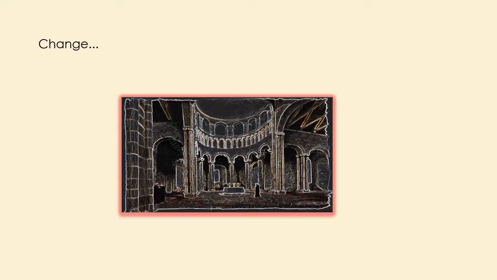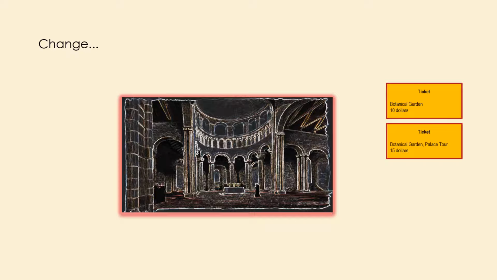Since this is an option that visitors can choose, we have now two ticket options. The basic ticket for only the garden that costs $10. This is the minimal ticket fee which must be paid. The other ticket is the one that includes the palace tour. The ticket cost is $15. Now let's see what is needed in the application to accommodate this change.